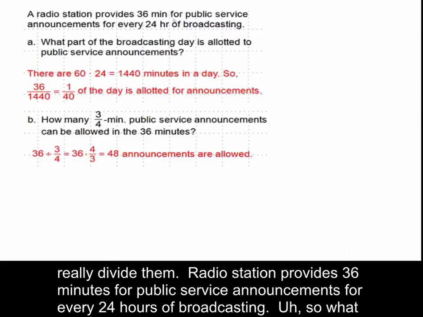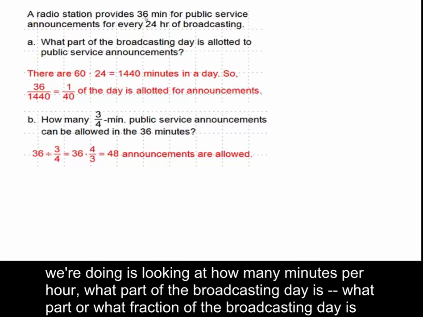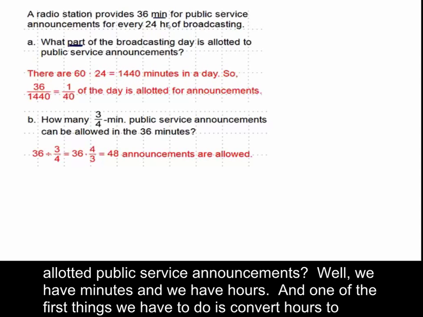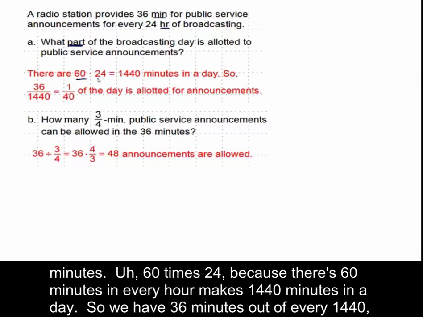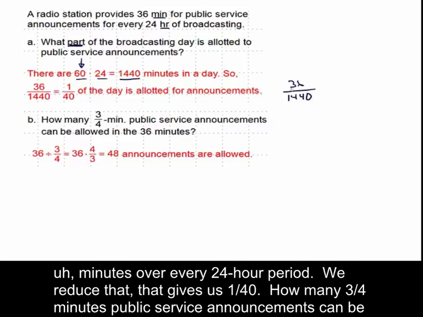A radio station provides 36 minutes for public service announcements for every 24 hours of broadcasting. So what we're doing is looking at what fraction of the broadcasting day is allotted to public service announcements. Well, we have minutes and we have hours, so one of the first things we have to do is convert hours to minutes. 60 times 24, because there are 60 minutes in every hour, makes 1440 minutes in a day. So we have 36 minutes out of every 1,440 minutes, or every 24-hour period. When we reduce that, that gives us 1/40th.